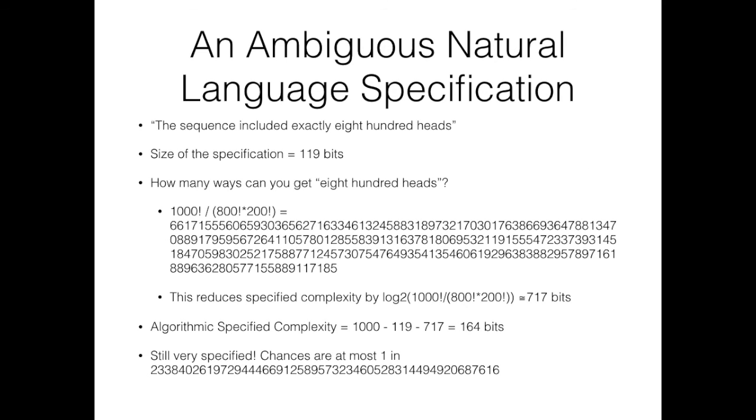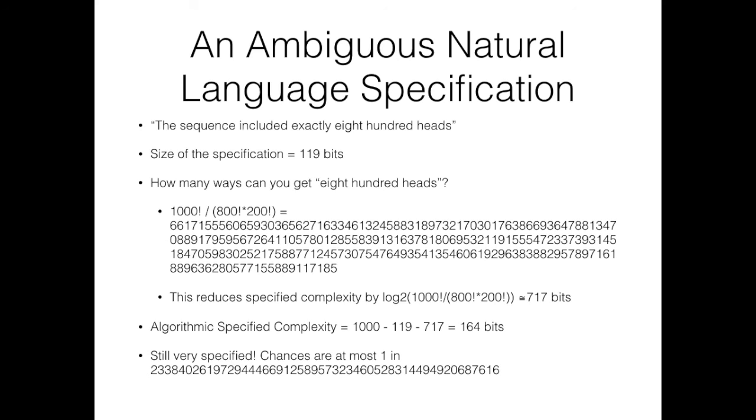So let's give an example of an ambiguous natural language specification. We can say the sequence included exactly 800 heads. Well, here the size of the specification is 119 bits. Now, how many ways can we get exactly 800 heads? Well, there's the formula from basic probability that shows you how many different ways we can get exactly 800 heads. And by taking the log, we can find out that this reduces specified complexity by 717 bits.